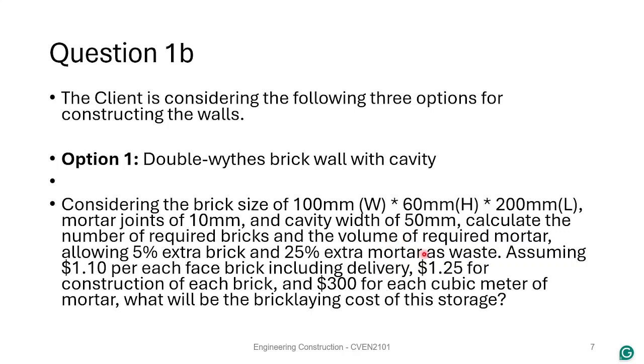Considering the brick size is 100 mils by 60 mils by 200 mils, mortar joints of 10 mils and a cavity width of 50 mils, calculate the number of required bricks and the volume of required mortar, with 5% extra brick and 25% extra mortar as waste. The brick is $1.10 each. The cost to construct each brick is $1.25, and it's $300 per cubic meter of mortar. Again, please pay attention. Sometimes he puts it like this, sometimes in meter cube. Just pay attention to the units.